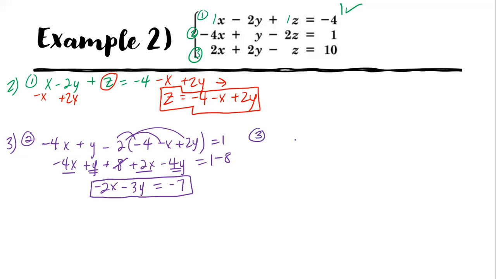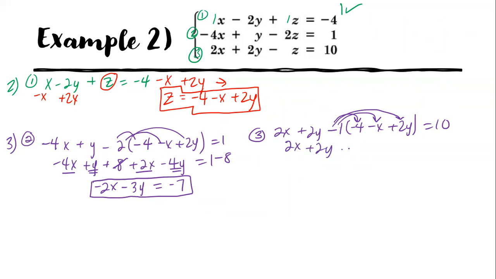I'm going to do the same thing with equation 3. So we have 2x plus 2y minus -4 minus x plus 2y equals 10. I'm going to distribute the negative, because remember it's Casper, the friendly one right there. And that gives me 2x plus 2y plus 4 plus x minus 2y equals 10.